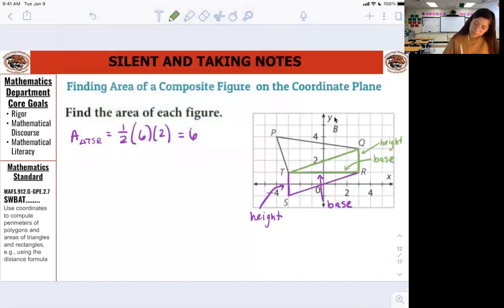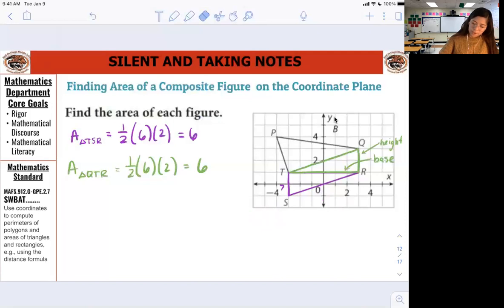Okay, what about my green triangle? Triangle QTR. Yeah, it's the same. 1/2 times base, which is 6, times the height, which is 2. We also get 6. Okay, so those are easier, which is great.